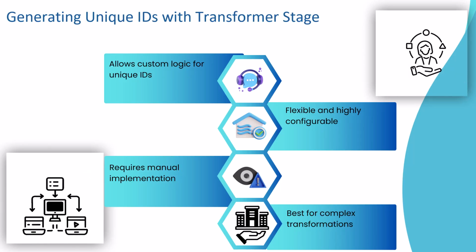The transformer stage is where you get creative with Unique IDs. Think of it as a chef crafting a secret recipe. It lets you define custom logic for generating IDs. While powerful, it does require manual implementation, so be prepared to roll up your sleeves.